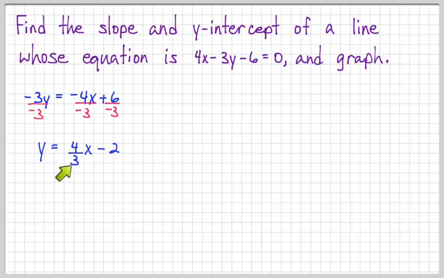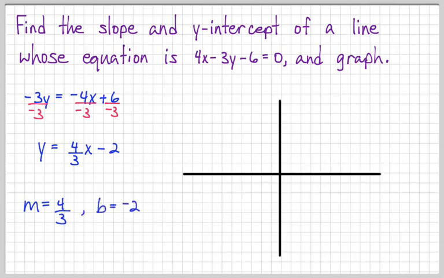So now our slope here is 4/3, and our y-intercept is negative 2. And let's graph this. So we'll put a y-intercept at negative 2, so 1, 2, put our dot right here, and then we'll use the slope as rise over run. So we'll go up 4 and right 3, and we'll put a dot right here and connect those dots. And then that is the graph of 4x minus 3y minus 6 equals 0.